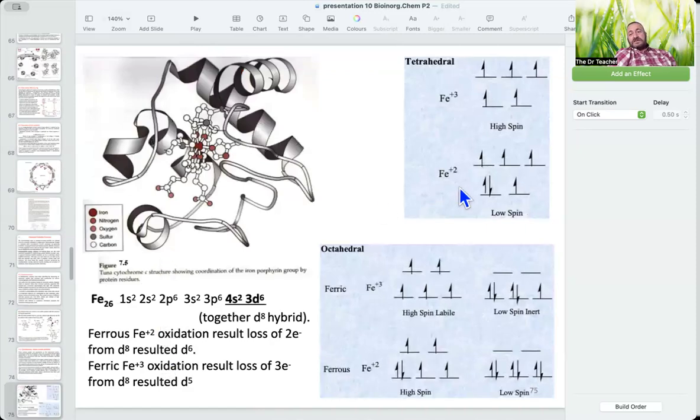Now, if you have iron 2, iron 3, we have 2, 4, 6, we have 5 here in the high spin. And you remember what this is? It is tetrahedral, which is opposite to the octahedral. The octahedral will be t2g, eg. This is the ferric, this is the ferrous, in different spin. And here is the tuna cytochrome c structure.